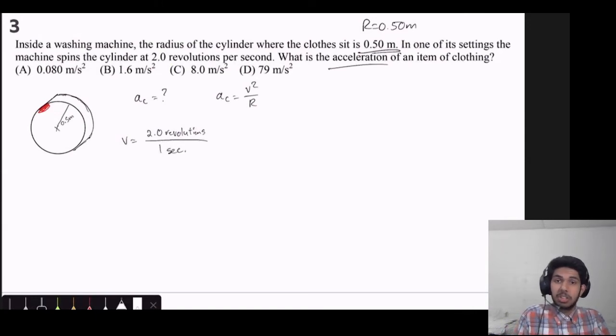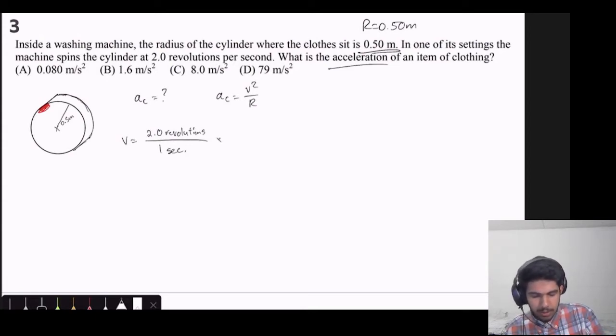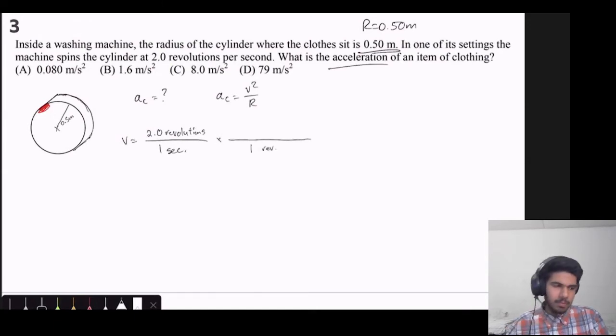Our denominator is good, right? We want it in per second, meters per second. So we just have to change the top part, instead of revolutions, to be meters. So here we want to cancel it with 1 revolution. And now we need to figure out how many meters are in 1 revolution.